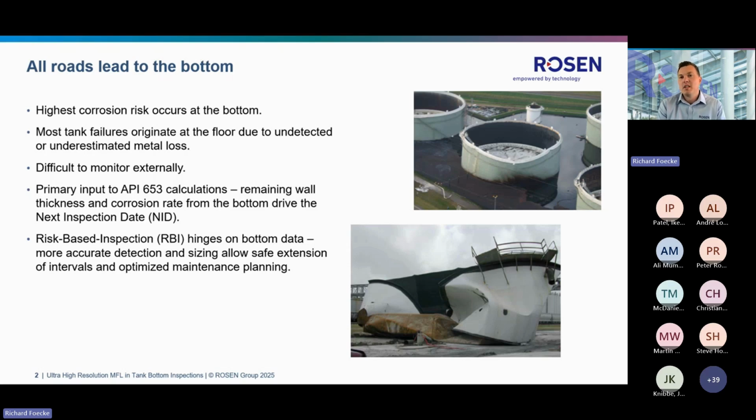outside, and therefore still a lot of tanks are emptied for inspection, and this inspection data is actually used as primary input to API 653 calculation, and therewith remaining wall thickness and corrosion rates from the bottom drive the next inspection dates typically. Actually, risk-based inspection hinges also on bottom data, so more accurate detection and sizing allow for a safe extension of intervals and optimized maintenance planning.